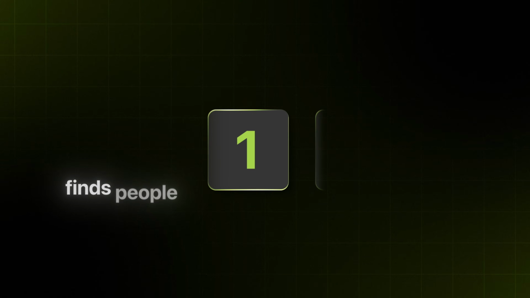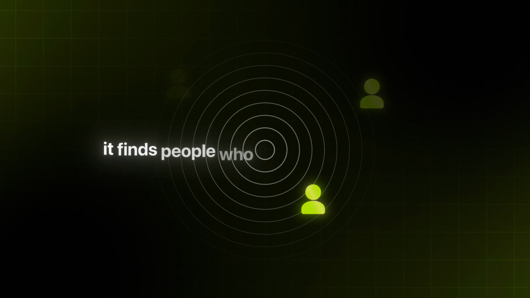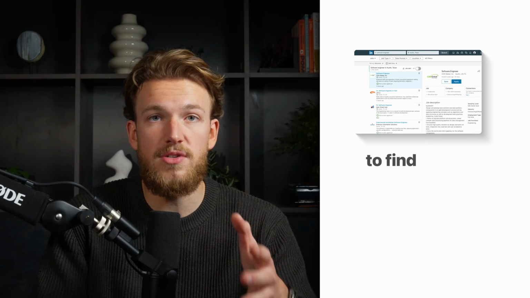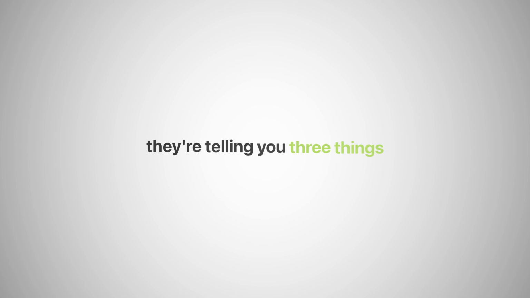Now, tactic 1 finds people who know they have a problem. But tactic number 2, it finds people who have already decided to spend money on solving it. This one is really clever. Most people look at job boards to find a job. I personally look at job boards to find customers. So here's how it works. When a company posts about a job, they're telling you 3 things. 1, they have a problem. 2, they've decided to solve it. And 3, they have a budget.